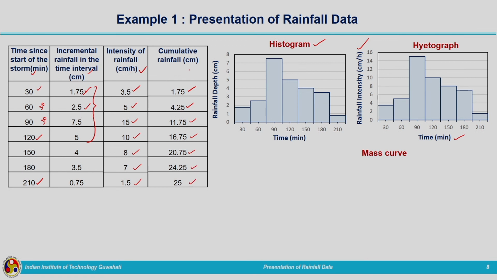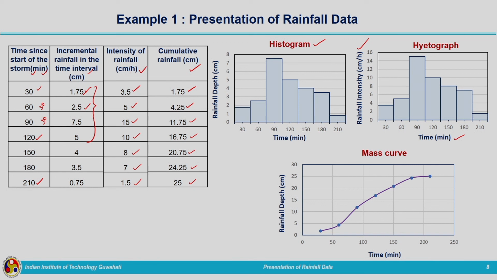This cumulative rainfall in centimeters will be plotted against time, that is our mass curve. So, mass curve is the rainfall depth. This is the cumulative rainfall depth, not simply the rainfall depth, it is the cumulative rainfall depth versus time. So, you can see from the figure it is a rising curve, mass curve is a rising curve.